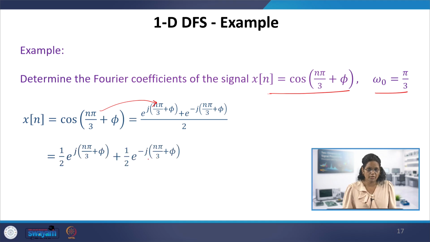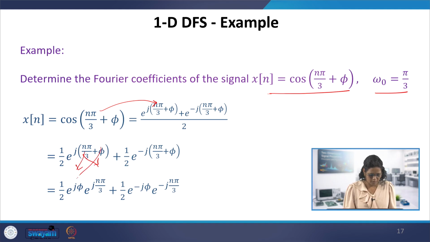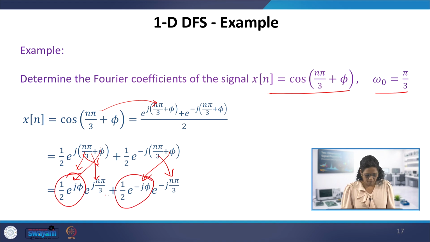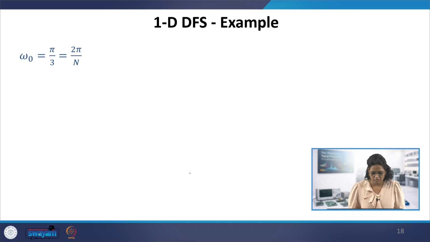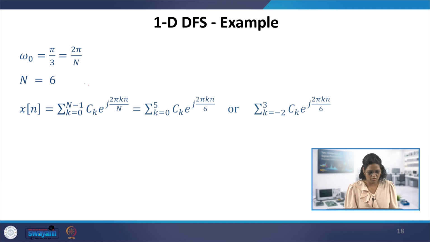If we use the trigonometric Fourier series, we can also split it here. These are split into two of them, with phi here and n pi by 3 here. So what is the coefficient here? These are the coefficients here, right? We'll compare it with the DFS equation. What is the periodicity for this case? Pi by 3 is 2 pi by N, so N is 6. So the periodicity turns out to be 6.